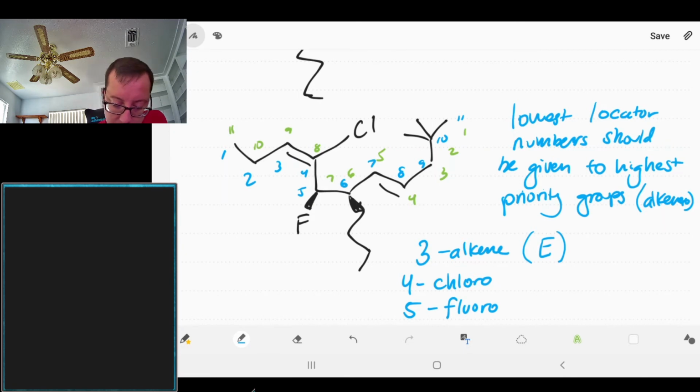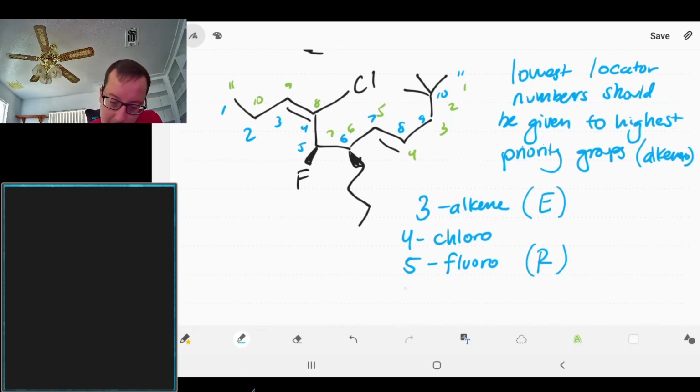So priority 1 is our fluorine. Priority 2 is going to be the alkene. Priority 3 will be the other carbon. So this is an R center. Right, 1, 2, 3, we're going to get R. Hopefully by now R and S should be no problem for you after you did 200 problems on it. Carbon 6, we have a 1, 2, 3, 4, a butyl group.